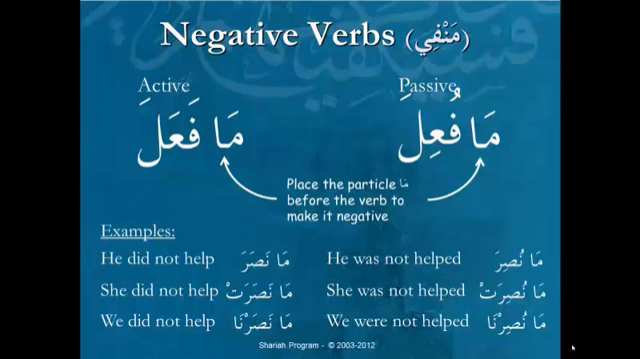So here goes: fa'ala, fa'ala, fa'alu, fa'alat, fa'alata, fa'alna, fa'alta, fa'altuma, fa'altum, fa'alti, fa'altuma, fa'altunna, fa'altu, fa'alna. Table number 2: fu'ila, fu'ila, fu'ilu, fu'ilat, fu'ilata, fu'ilna, fu'ilta, fu'iltuma, fu'iltum, fu'ilti, fu'iltuma, fu'iltunna, fu'iltu, fu'ilna.